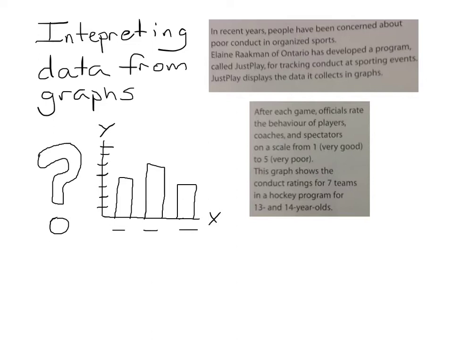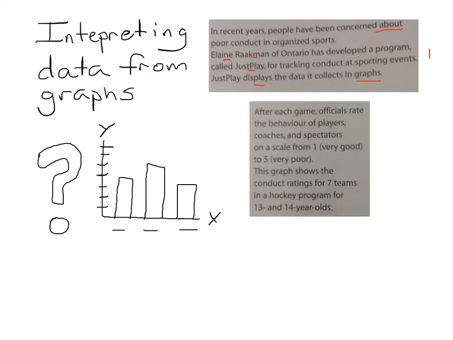Today our example is up here. In recent years, people have been concerned about poor conduct in organized sports. Elaine Rackman of Ontario has developed a program called Just Play for tracking conduct at sporting events. Just Play displays the data it collects in graphs. So today we're going to be looking at a graph from Just Play, and they explain a little bit more to us right here in the next paragraph.